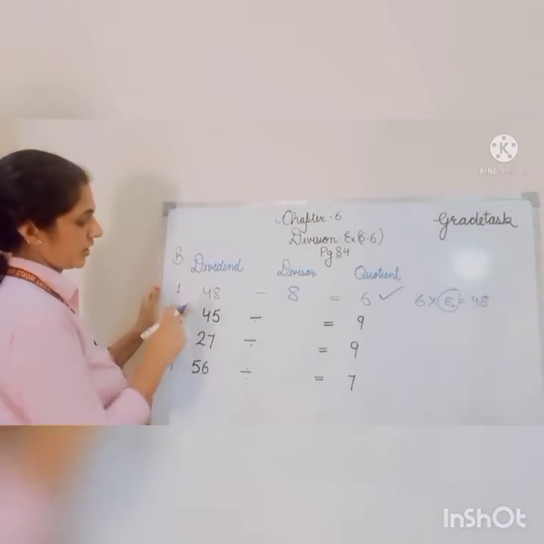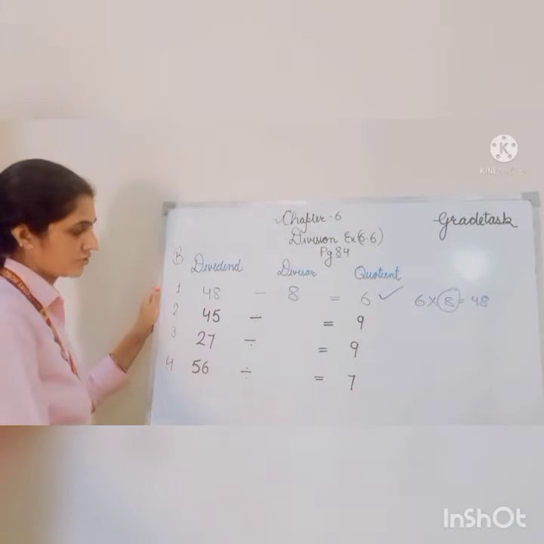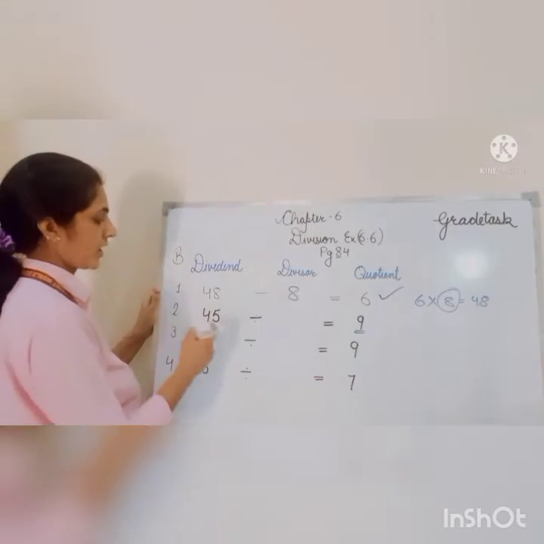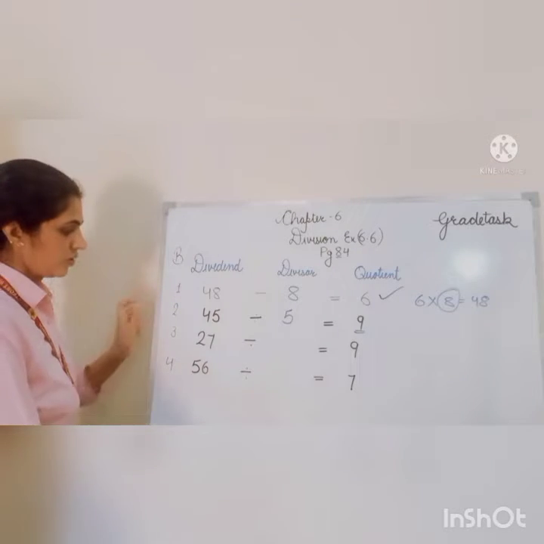45 divided by which number, so that you will get 9? So you have to see the 9 table now. In the 9 table, where are you getting 45? 9 5s are 45. So 5 will be your divisor.